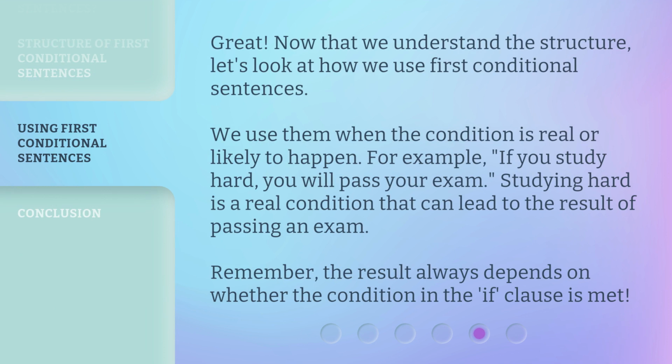Great! Now that we understand the structure, let's look at how we use first conditional sentences. We use them when the condition is real or likely to happen. For example, if you study hard, you will pass your exam. Studying hard is a real condition that can lead to the result of passing an exam. Remember, the result always depends on whether the condition in the if clause is met.